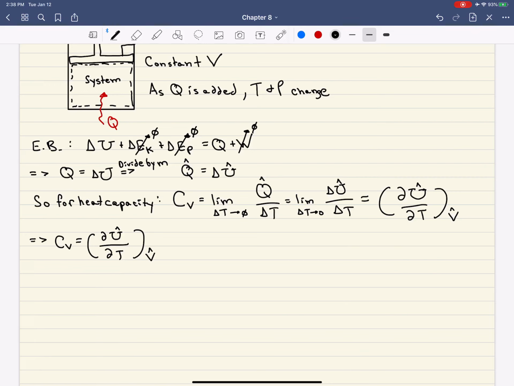Alright? And so, the way you would measure your heat capacity is if you had a plot of your specific internal energy versus temperature. The slope of that plot would be equal to C_V.